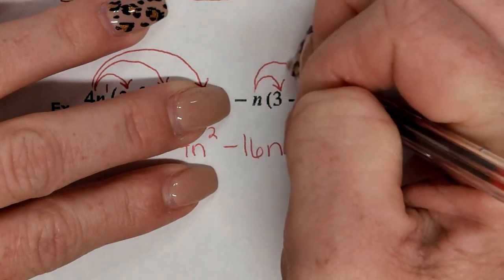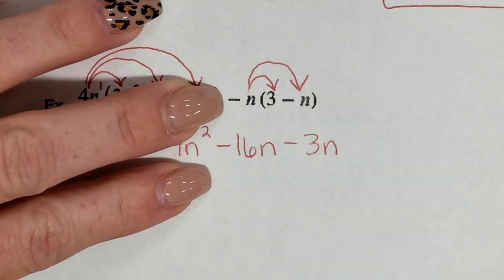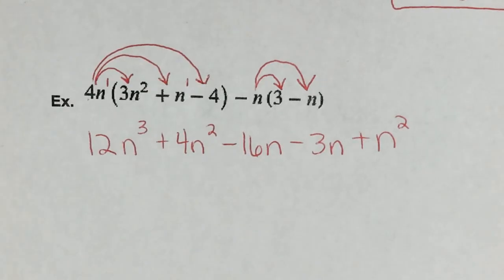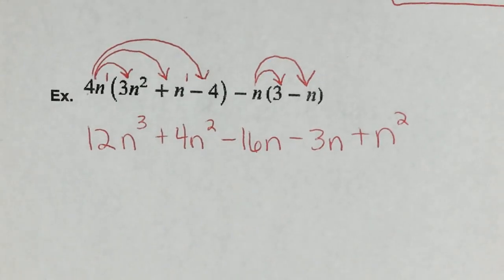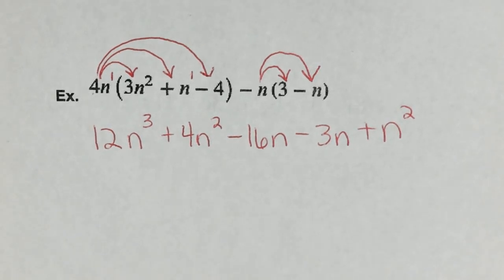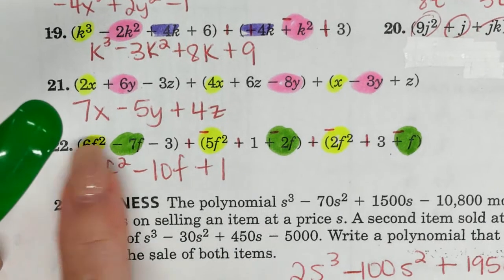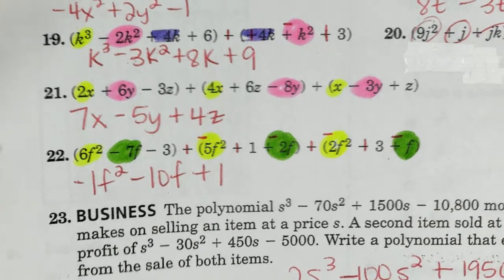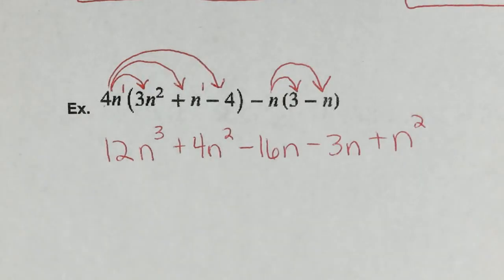Negative n times negative n is positive n squared. Now I can combine like terms, if you need to. Y'all even saw on my answer key from last night, because my brain gets discombobulated, look what I did on these. I highlighted the like terms because it helps me to see them. Any strategy that will help you.